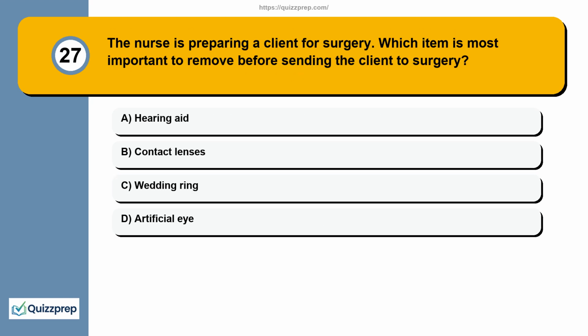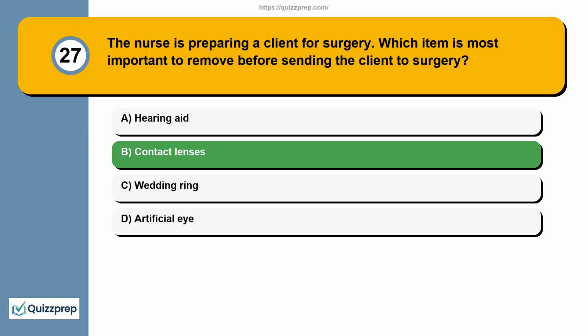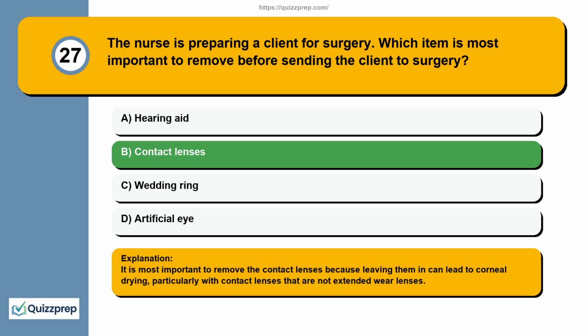Question 27. The nurse is preparing a client for surgery. Which item is most important to remove before sending the client to surgery? Hearing aid, contact lenses, wedding ring, artificial eye. It is most important to remove the contact lenses because leaving them in can lead to corneal drying, particularly with contact lenses that are not extended wear lenses.